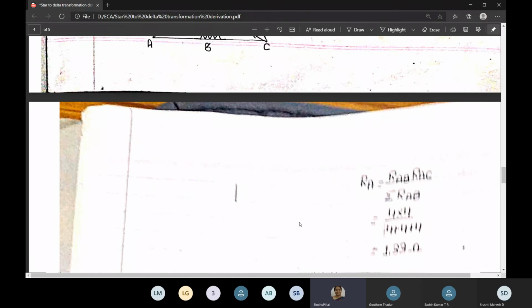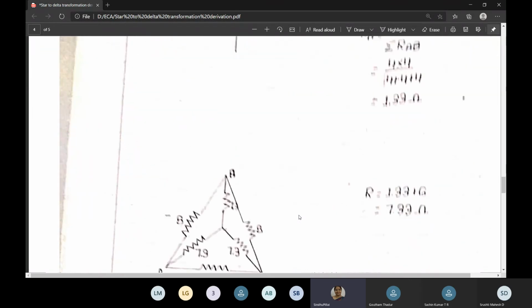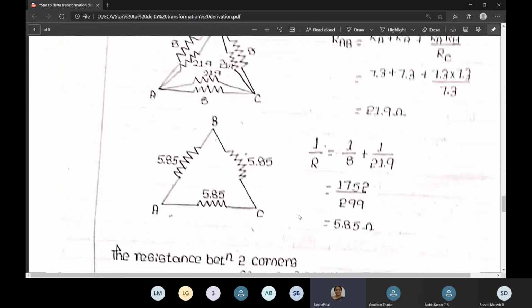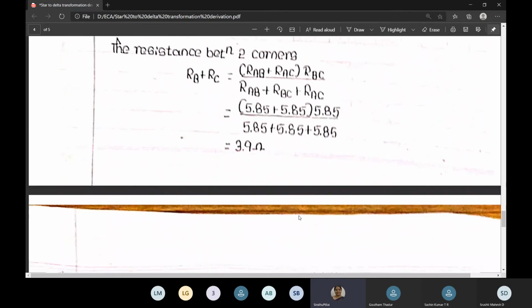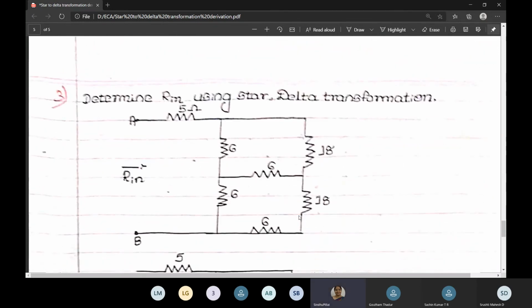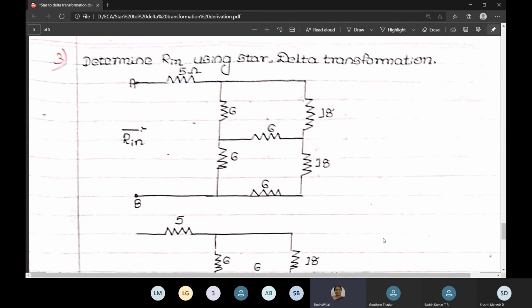So practice the derivation with the formula. Still one more problem is there. I will just tell you how to do it. This is determine R in. We have to determine the R in resistor, that is the resistance between A and B, using star delta transformation here. So first, check whether there are any series connections.